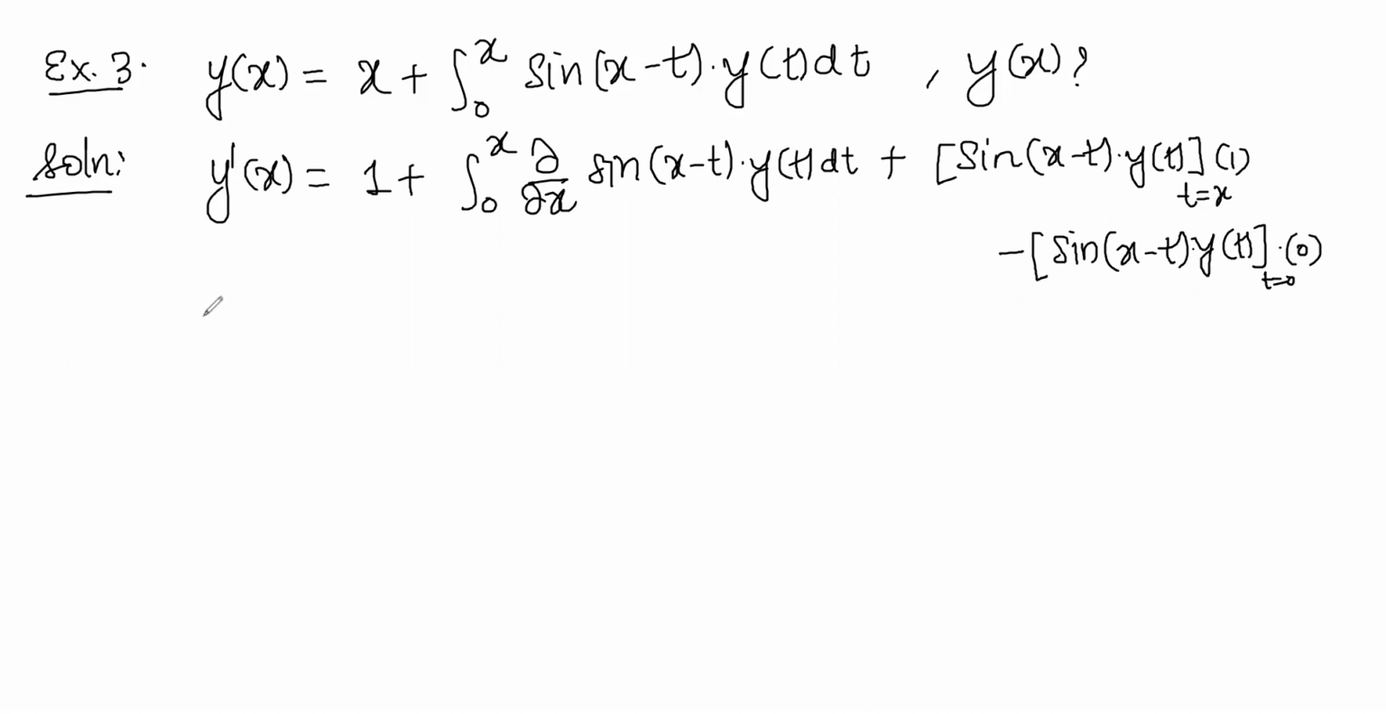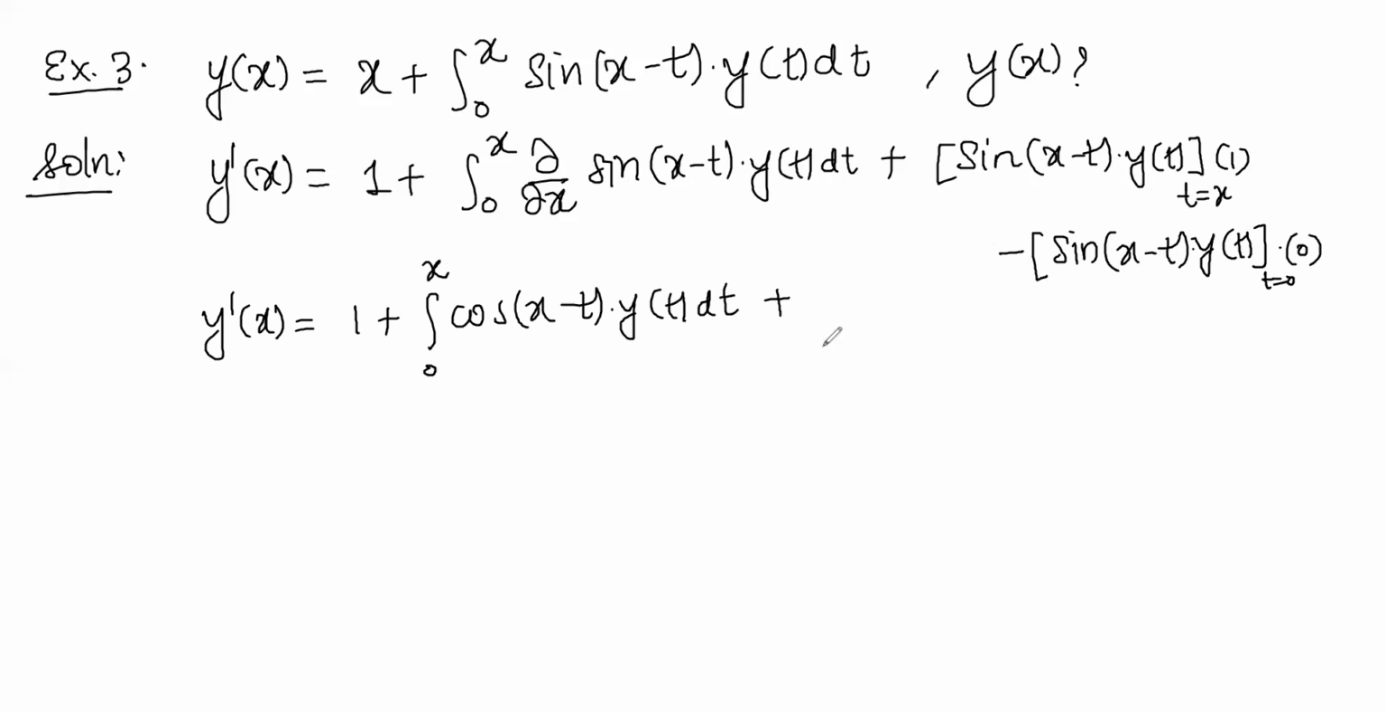Now I'll get y dash x equal to 1 plus the integral from 0 to x. The partial derivative of sine with respect to x gives me cos (x minus t) y of t dt. Plus, if I substitute t equal to x, sine of x minus x is 0, so this quantity will be 0, and the other quantity will also be 0, right?